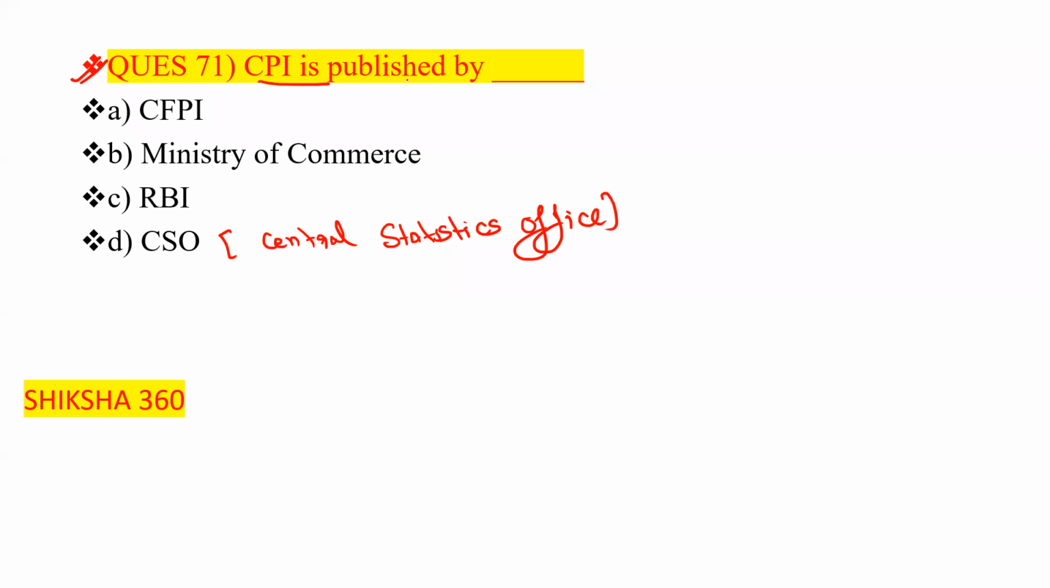So CPI is published by CFPI, Ministry of Commerce, RBI, or CSO. The correct answer is option D, that is CSO, the Central Statistics Office. CPI is published by the Central Statistics Office, so option D is the correct answer here.